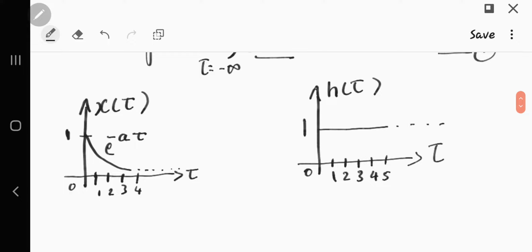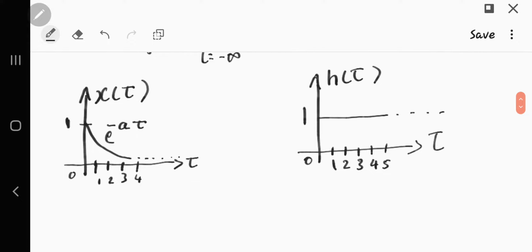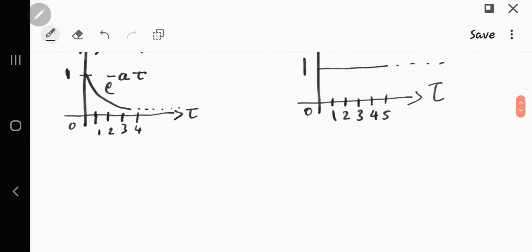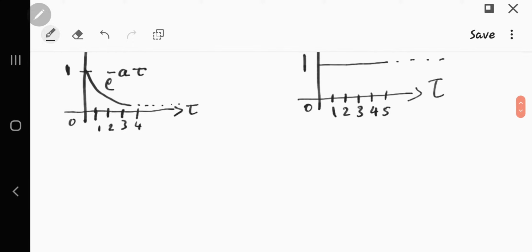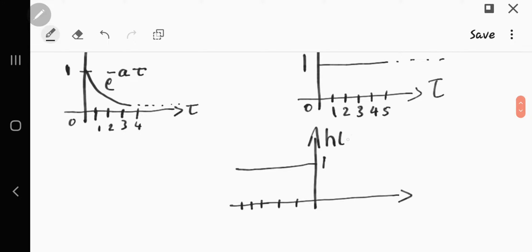So, this is h of tau. Now, to get h of t minus tau, take h of minus tau with 0 time shift. So, I am just reversing the signal. Amplitude will be 1. So, this is h of t minus tau with t is equal to 0.